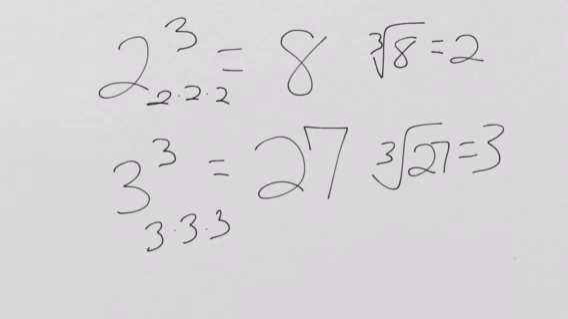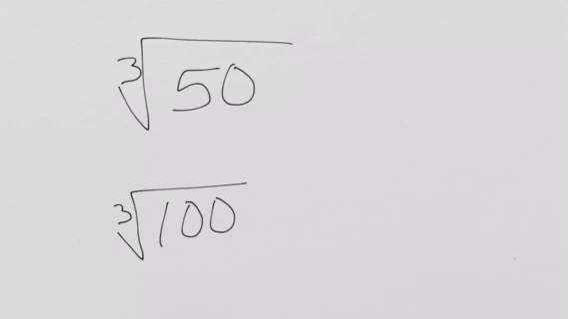3 is 27. Now they don't always work out nice and neat, so we have to do some estimating. Remember when we did estimating with square roots? Well, we're not going to get really picky. We just want to know what two numbers it's in between.